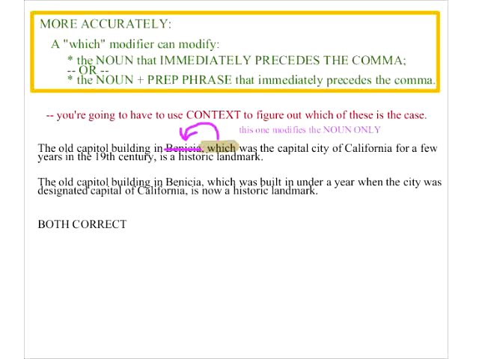Okay. What about the other one? This which modifier right here. What does this modify? Please type in the text box. Yeah, this is the Capitol building. Capitol building, by the way, you would treat as one word. You don't really treat that as a separate two words kind of construction.